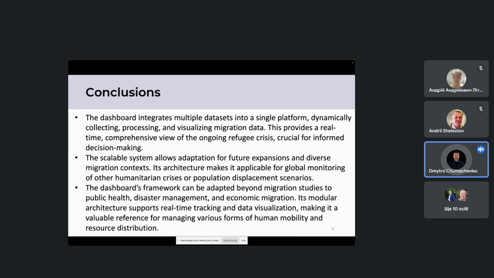Another thing I need to mention is that it's the first step of the comprehensive information system, which will include the simulation of migration flows and also interactive analysis of factors that impacted the dynamics.